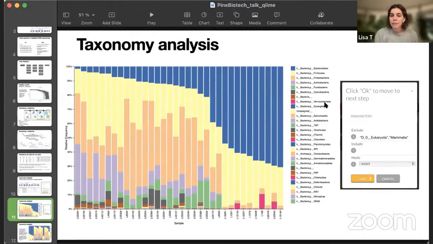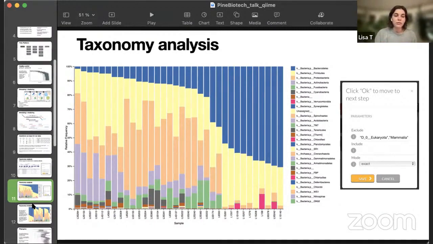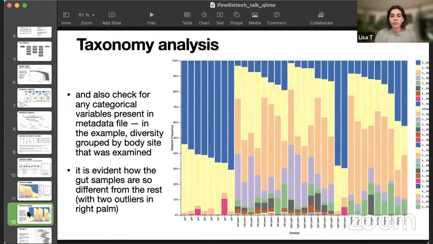If you want some of them removed, you can exclude them. Just type the correct name of the taxa, or if maybe you want to include just several samples, you can do the same. And you can also group the samples based on some categorical columns in your metadata. For example, I was interested in body sites to see if samples from gut were any different from palms and tongue.